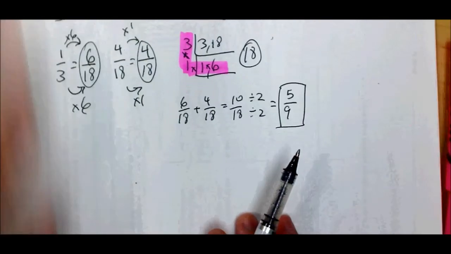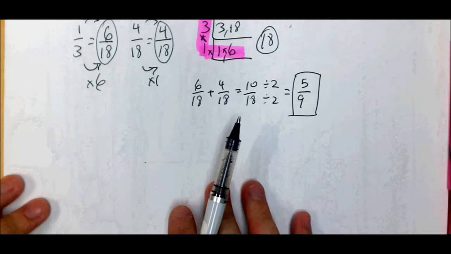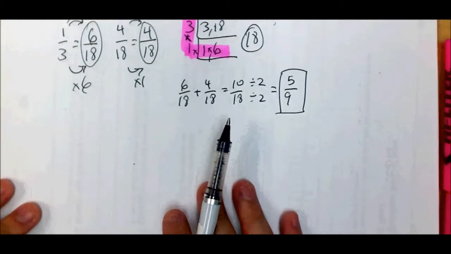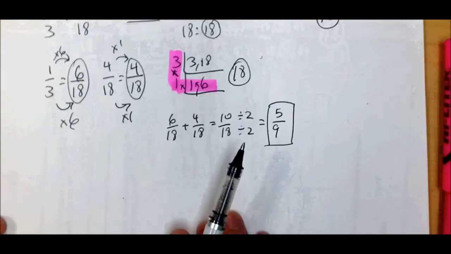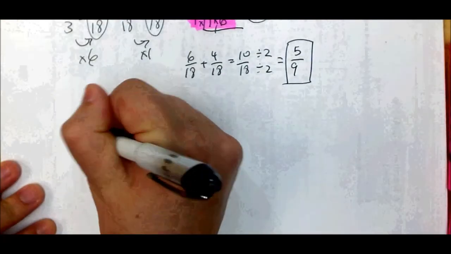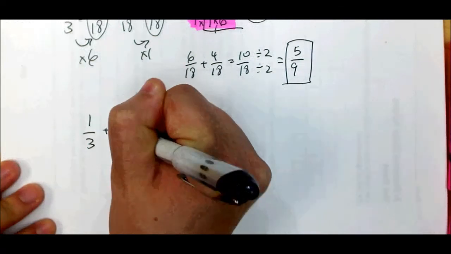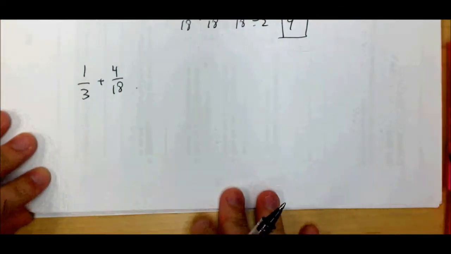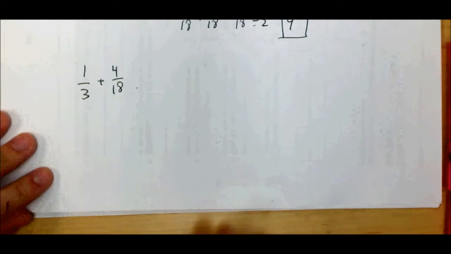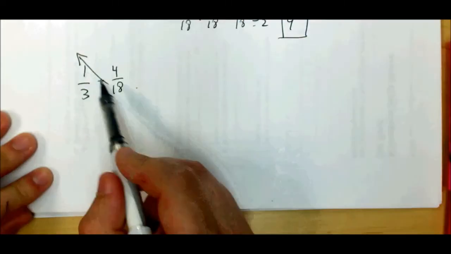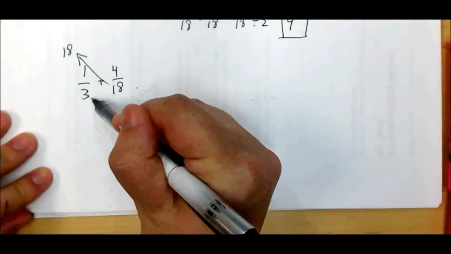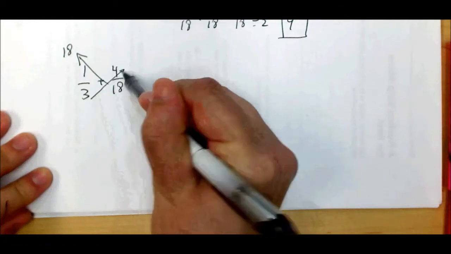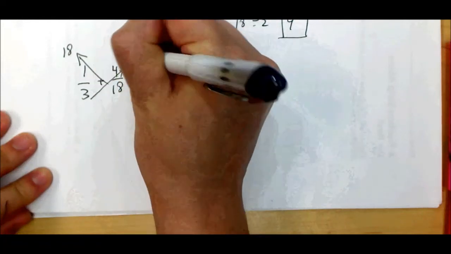Now I'm going to do this another way using the cross multiplication method, which is very popular among students because it doesn't involve finding the least common denominator. So I'm going to rewrite my problem. 1/3 plus 4/18. Now what I do is I cross multiply. I multiply this denominator with this numerator. So I get 18 times 1 is 18. And then I multiply this denominator with this numerator, and I get 3 times 4 is 12.